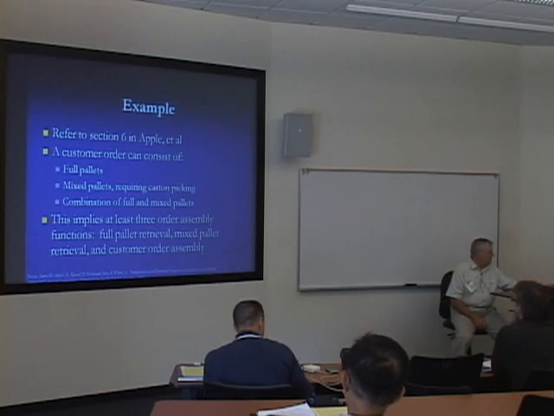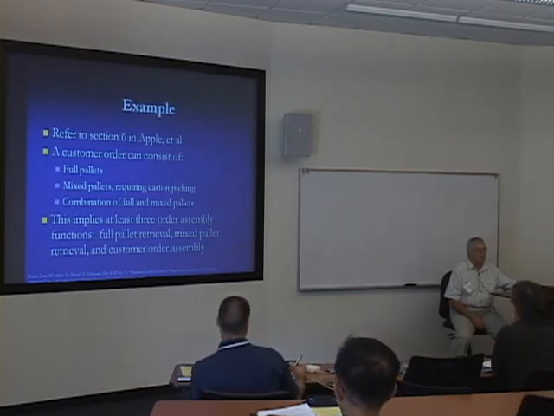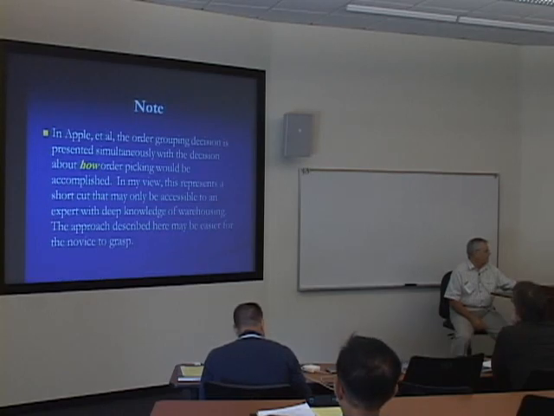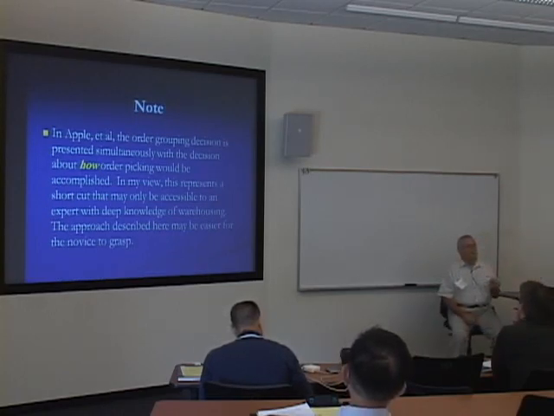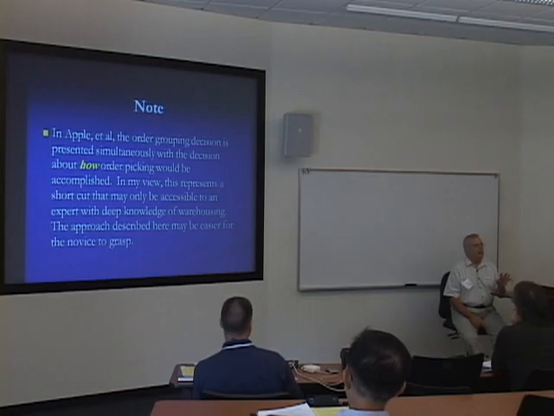And so what that tells me is I have at least 3 different, what I will call order assembly functions. I have to retrieve full pallets and stage them. I have to build mixed pallets, and then I have to stage them as well. Now, I'll warn you, when you read that paper and you come to this example, what Jim will do is not only group these outgoing customer orders, he'll create these streams, but he'll also at the same time say, here's how I'm going to build these orders.